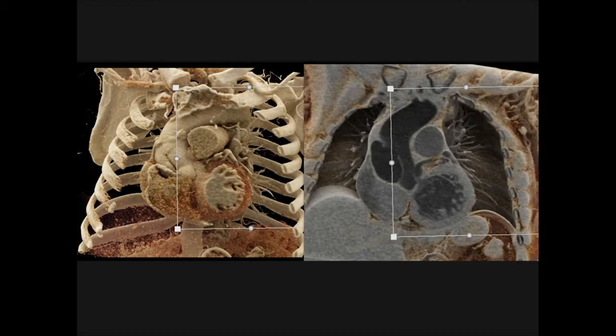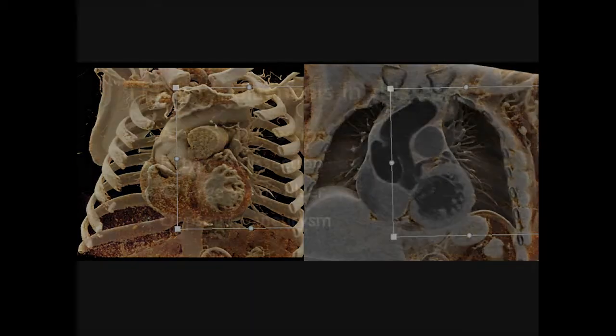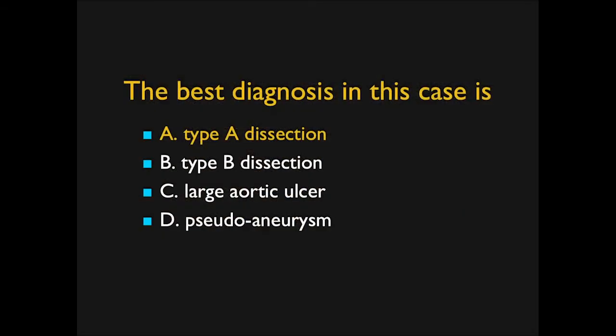I think endoluminal views with cinematic rendering are going to be very helpful. We have submitted an article on that. We could do endovascular views previously with volume rendering, but I think this gives you a little better shadowing and a little better detail. You can see the left coronary artery. You also can see the patient's ventricular wall. So it's a very nice rendering, but the answer is A, type A dissection.